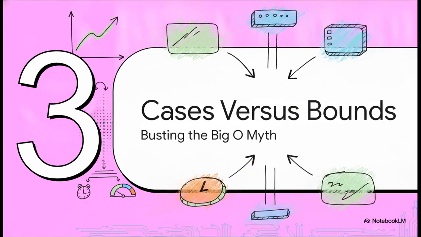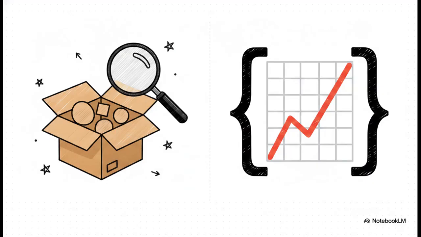All right, section 3, cases versus bounds. Time to bust a very common big O myth. So, a lot of people mistakenly believe that big O simply means worst case, that big omega means best case, and big theta means average case. But actually, scratch that. Case analysis and asymptotic bounding operate on completely different logical levels. A case describes a specific scenario, like say whether the item you're searching for is the very first item in a list or if it's completely missing from the dataset.